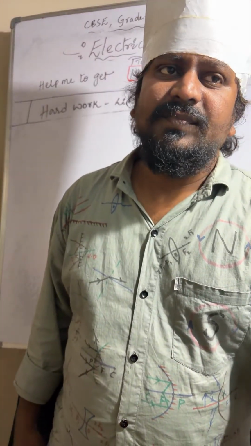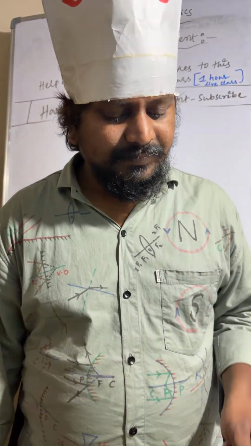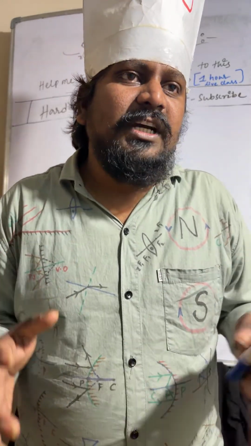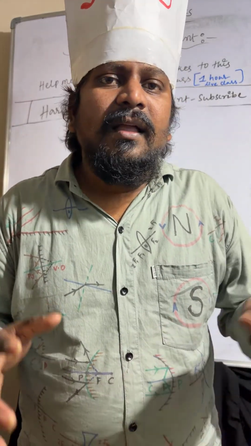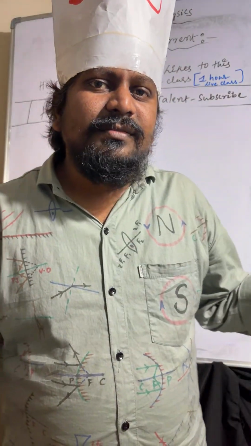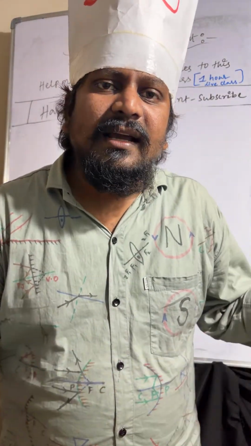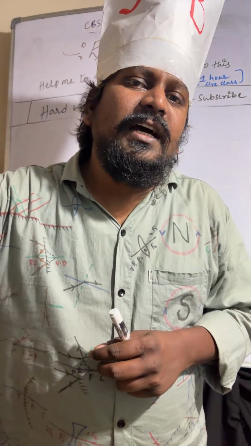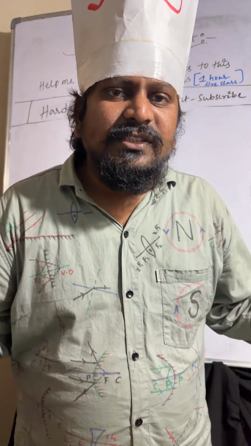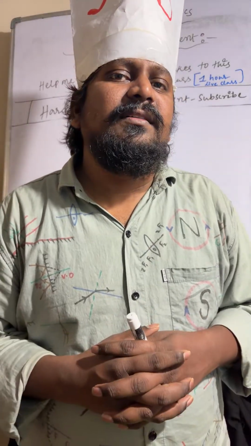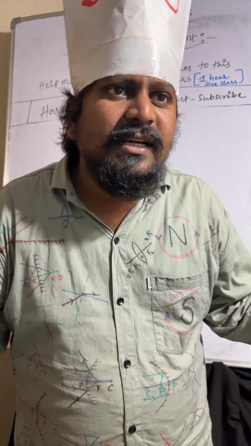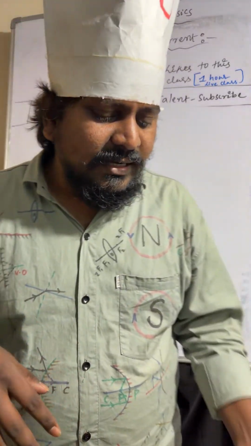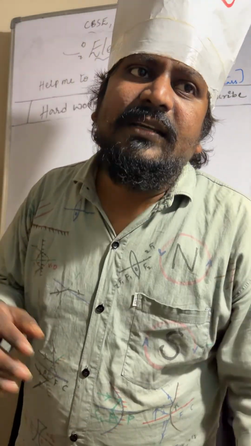First of all, what is current? The rate of flow of charge is called electric current. So the flow of charge is moving in the conductor. Then only we can say current is flowing. So when charge is moving in the conductor, then we can say current is flowing.